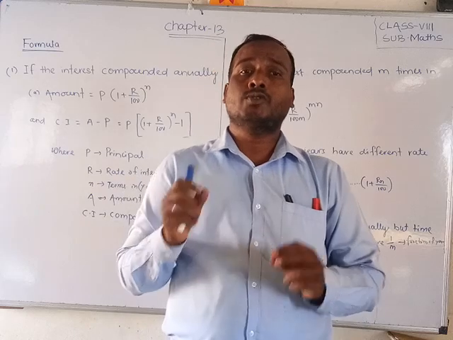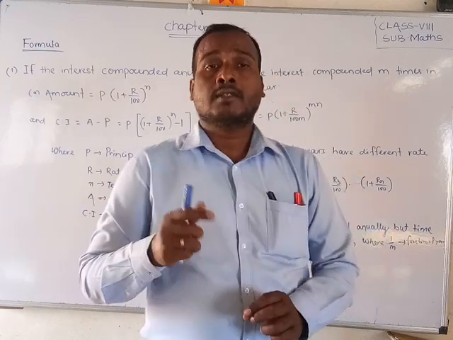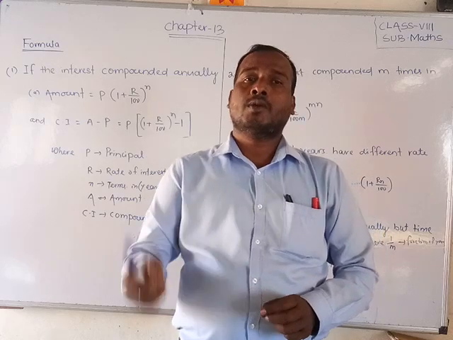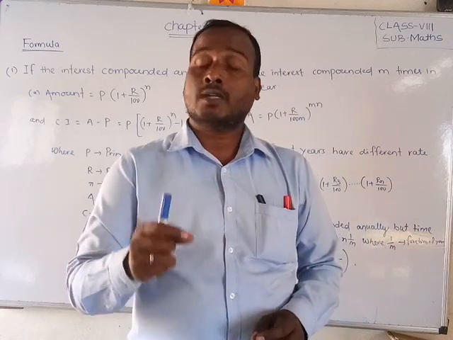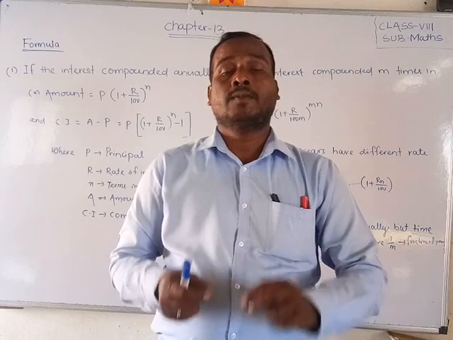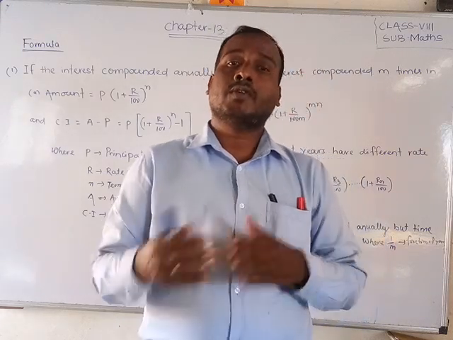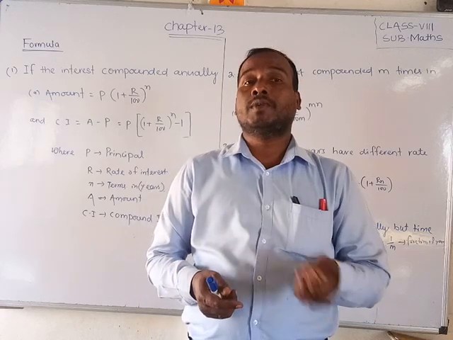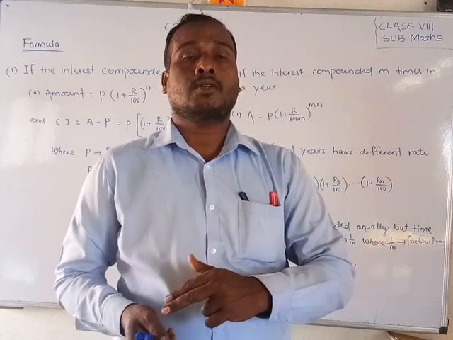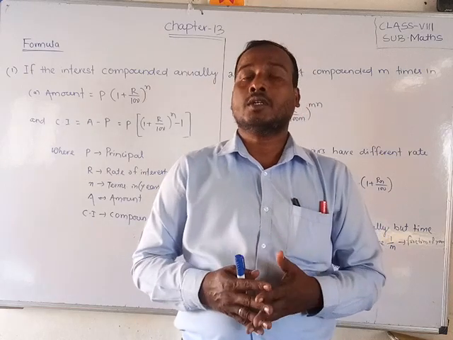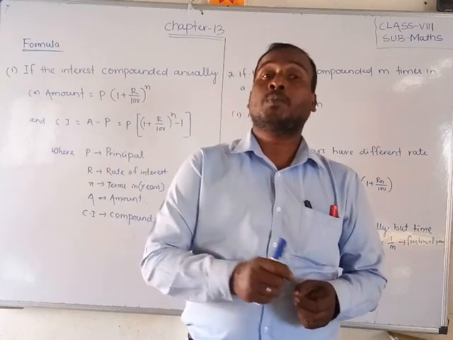In the same way, you find the interest at the end of the second year, then add whatever interest you get to the principal. Then you get the amount, and that amount will be the principal of the third year. Likewise, you can find compound interest by using the simple interest formula.